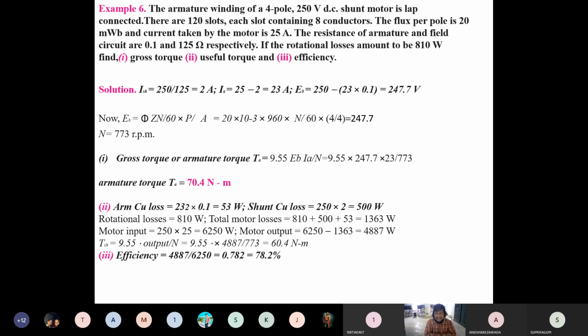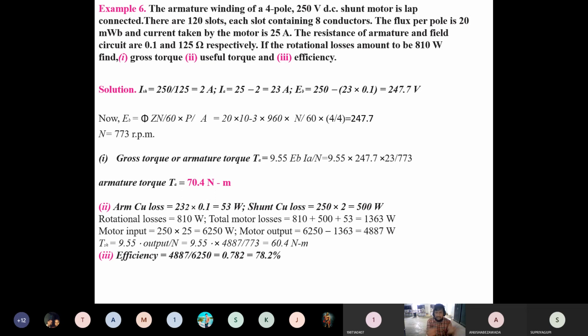Current taken by the motor is nothing but IL, the loaded current. So the supply is taken by the motor, that is IL is equal to 25 amperes. Then the resistances of armature and field circuits are 0.1 and 125 ohms respectively. That is RA is equal to 0.1 ohm, and RSH is equal to 125 ohms, right? Then they have given rotational losses of 810 watts. Determine the gross torque, useful torque, efficiency. So this type of problems are important.